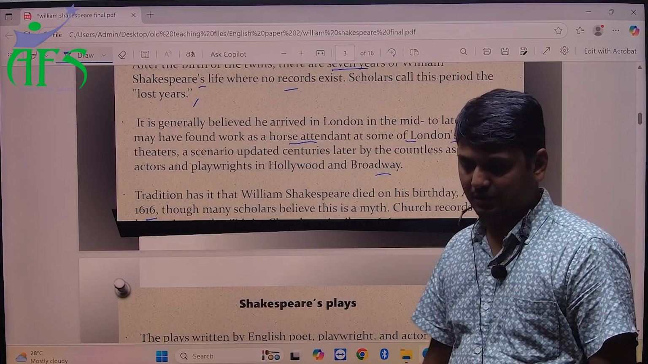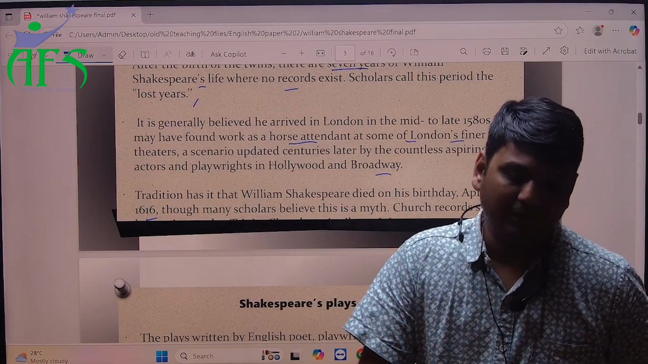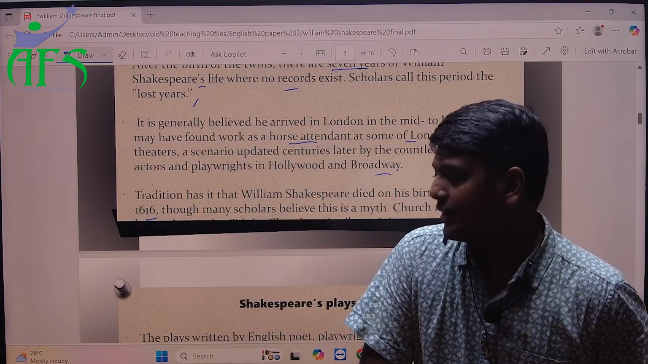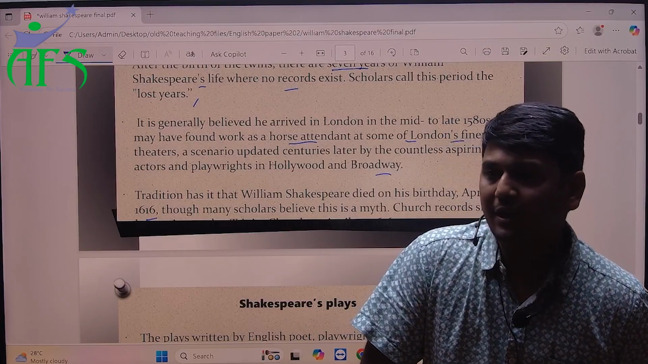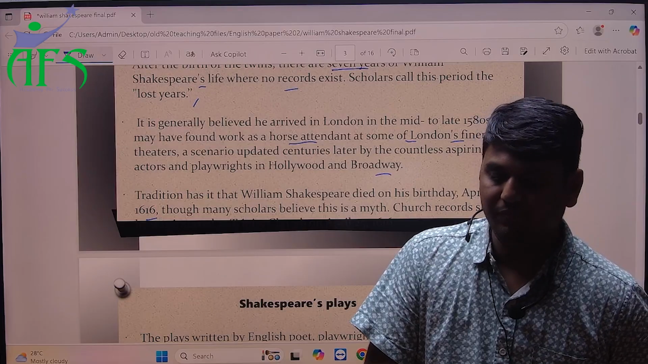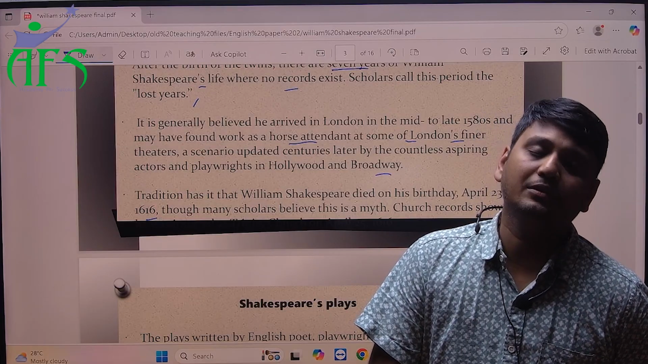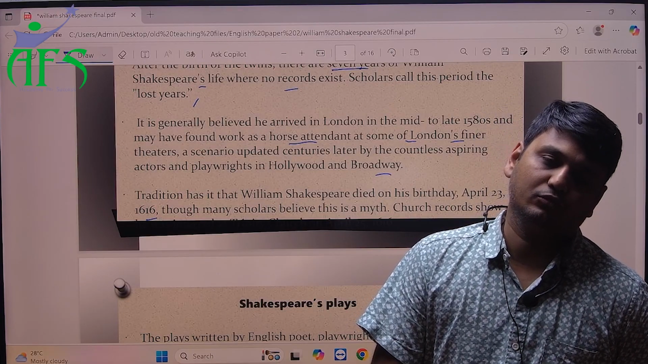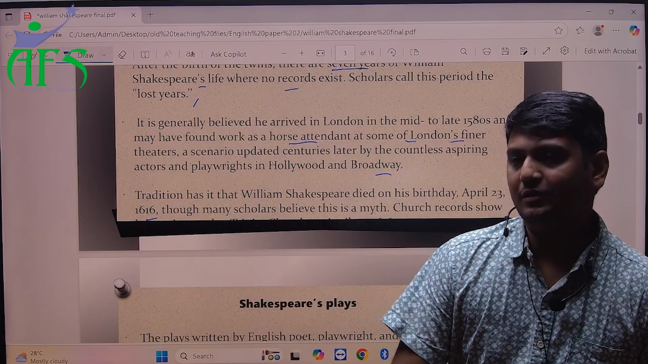So, as I'm telling you, even though he is a very great personality, we don't even have a proper record of his life and his death also, his birth and his death also. So it's considered a tragedy.